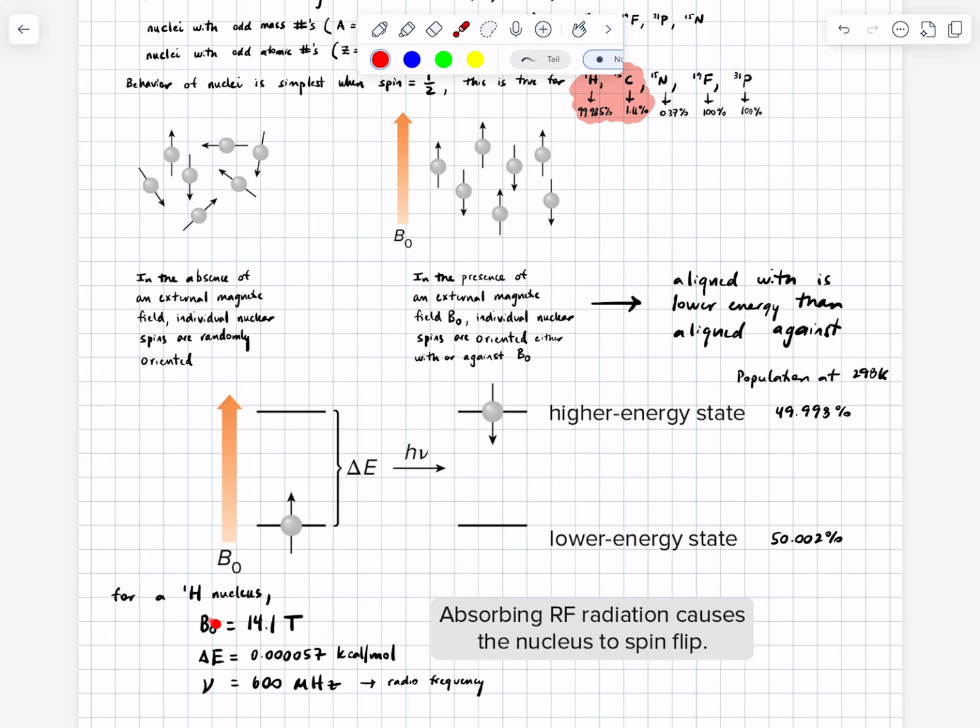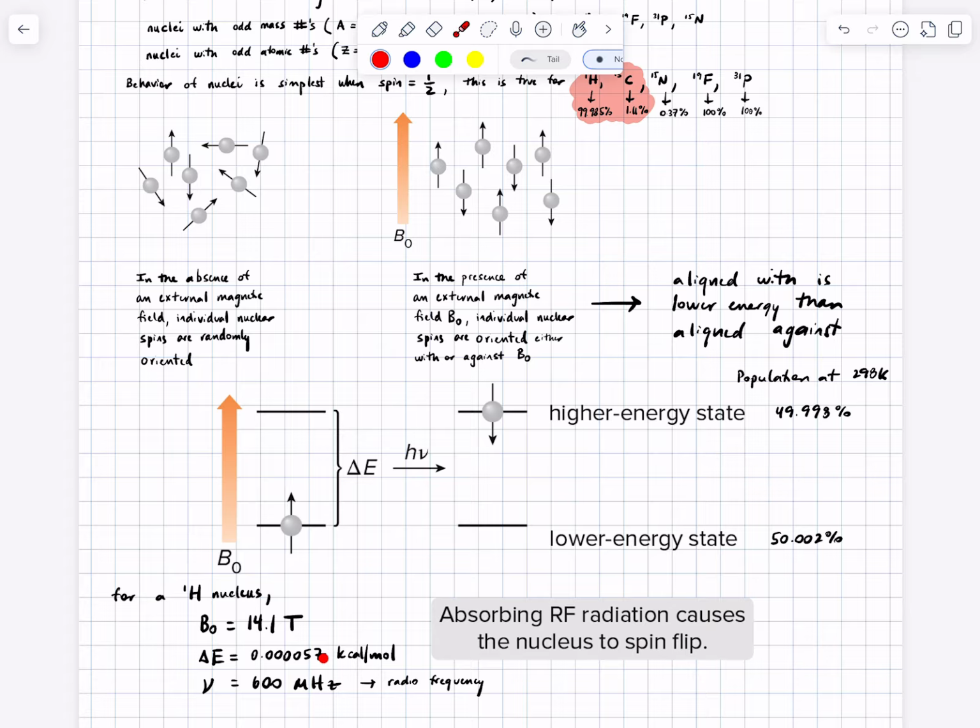If you make some assumptions about what the magnetic field is, magnetic fields are measured in units of Tesla, which has nothing to do with the corporation or its CEO. Then the energy difference between these two states, with versus against the field, is 0.000057 kilocalories per mole. That's like really small. The strength of a bond between hydrogen and carbon is like 80 or 90 kilocalories per mole. So this is a fraction of a fraction of a fraction of a fraction of a fraction of a percent.